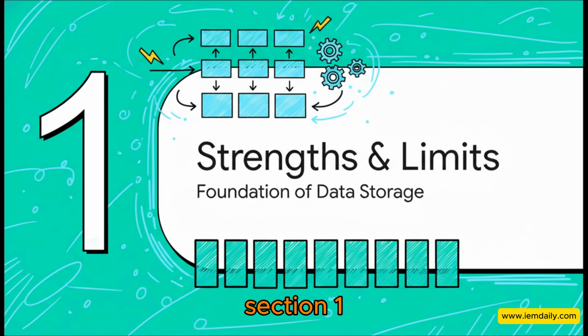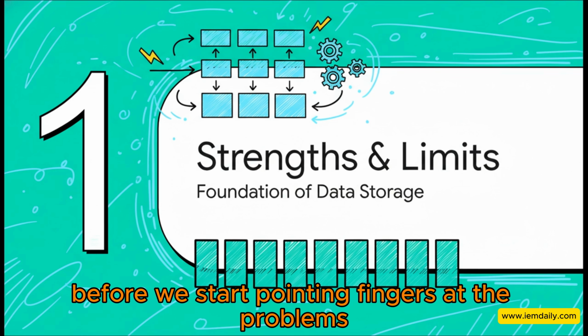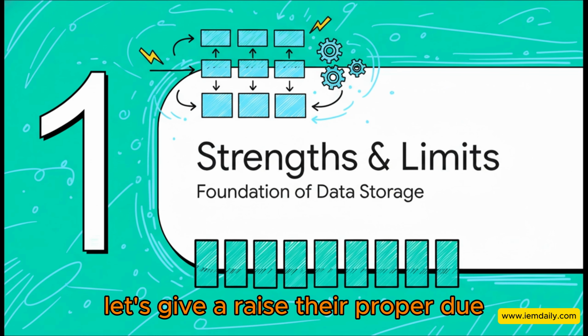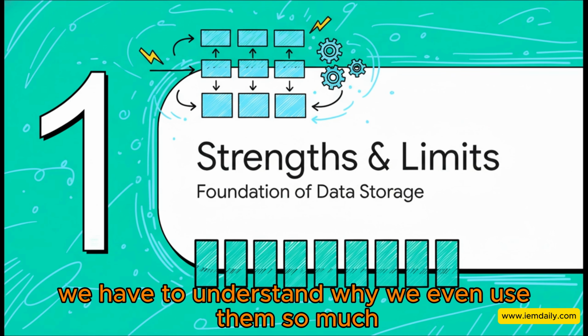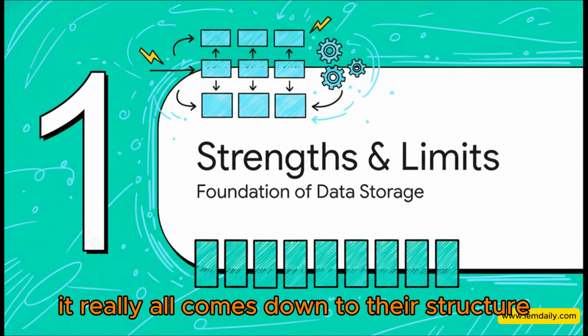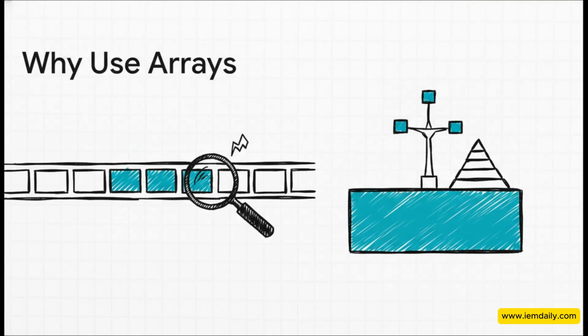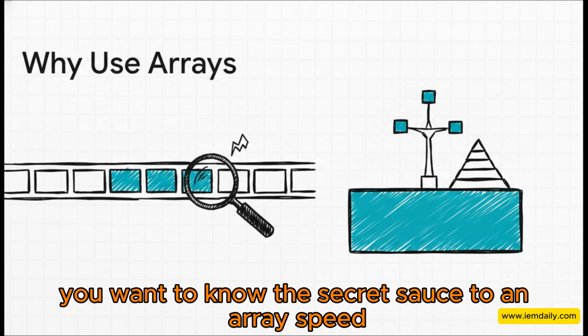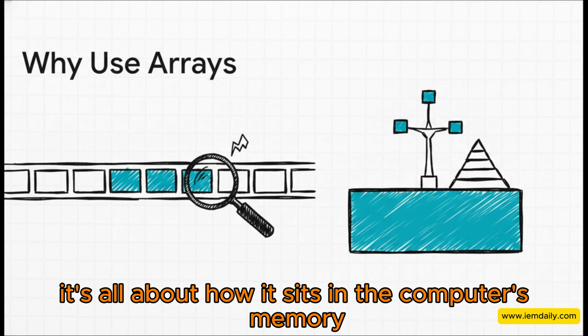All right, Section 1. Before we start pointing fingers at the problems, let's give arrays their proper due. We have to understand why we even use them so much. It really all comes down to their structure and their raw efficiency. You want to know the secret sauce to an array's speed? It's all about how it sits in the computer's memory.